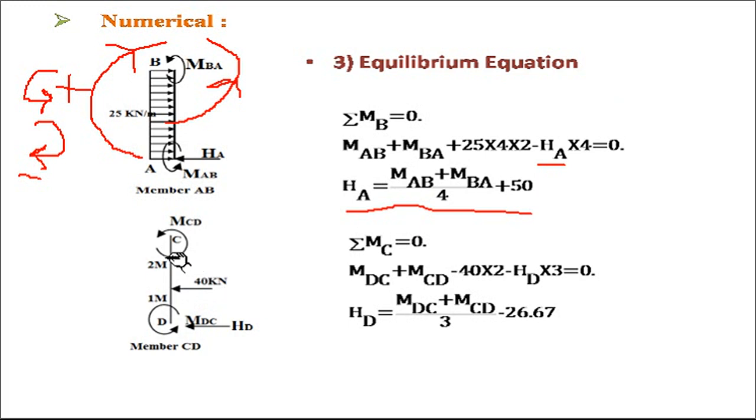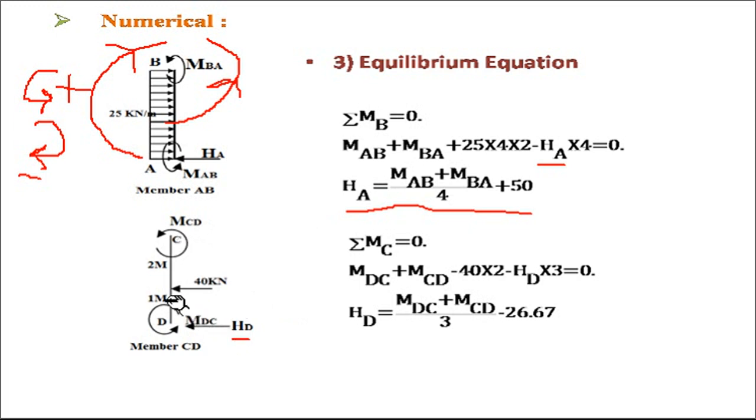Now here also we are considering the moments acting in anti-clockwise direction. We don't know what is the direction of the moment, but we assume that both the moments are acting in anti-clockwise direction. As we know, if the moment is acting in anti-clockwise direction, we consider it as plus. Here you have to find out the value of HD. To find out the value of HD, we will consider the summation of moment at joint C equal to 0.